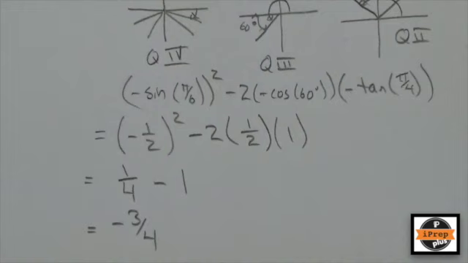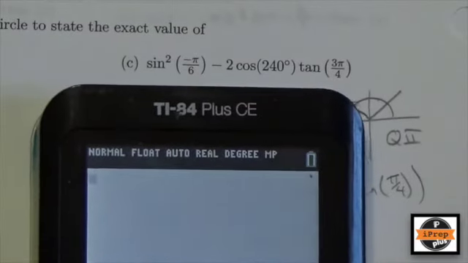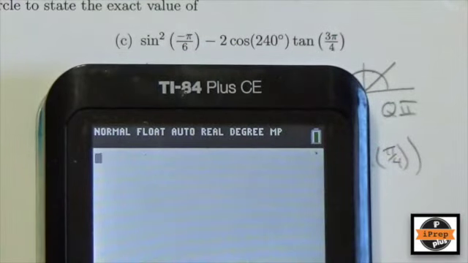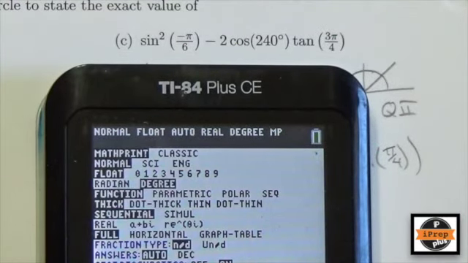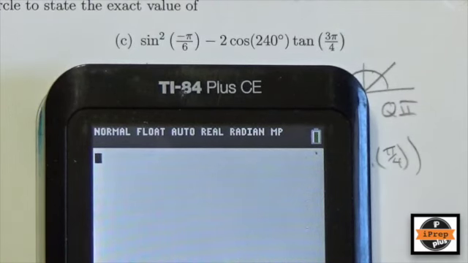Now, that turned out to be a relatively nice value there. So I want to show you something that you can do on your calculator that might help with something like this. It depends on the context of the question, but I want you to see this anyway. Notice that most of my answers here are in radians, so I'm going to make sure my calculator is in radian mode. Now I'm going to evaluate this. I'm going to get the sine of negative pi divided by 6, close bracket. I have to put the square outside that.